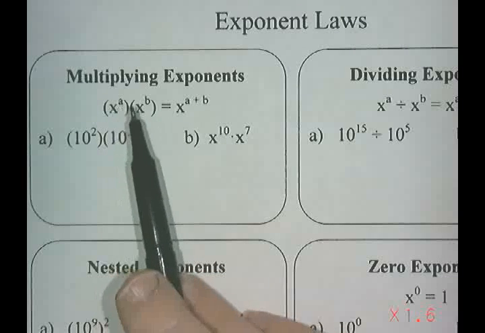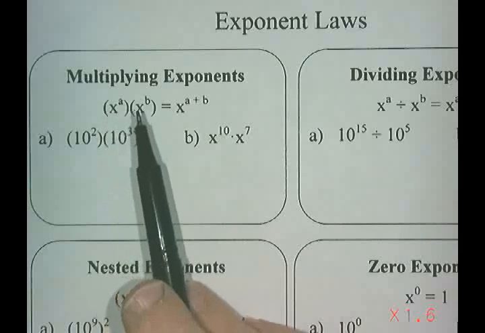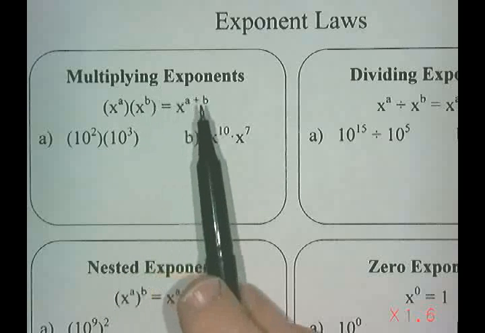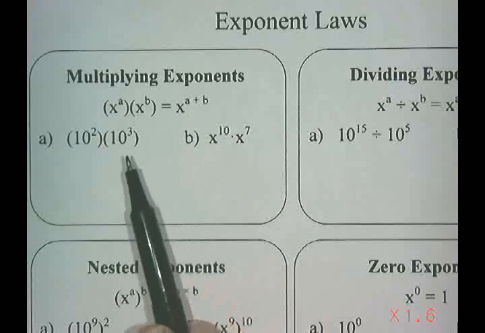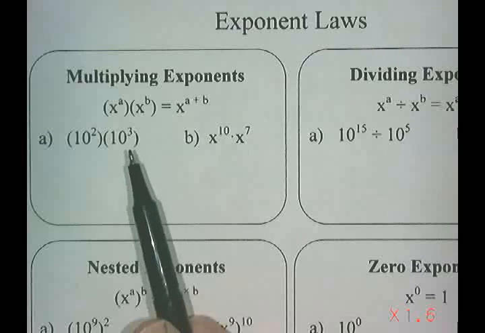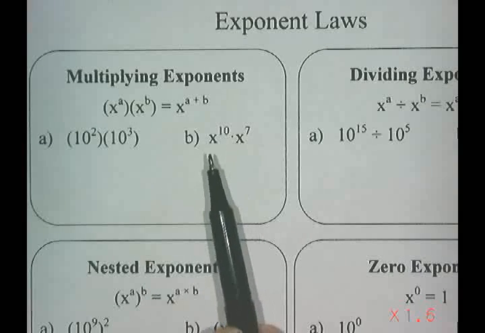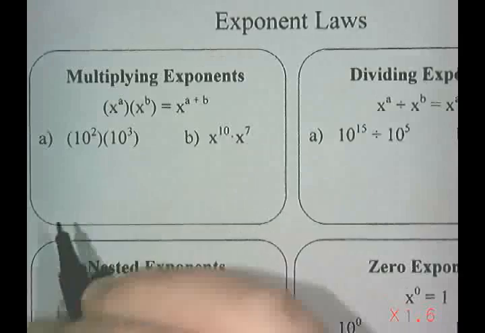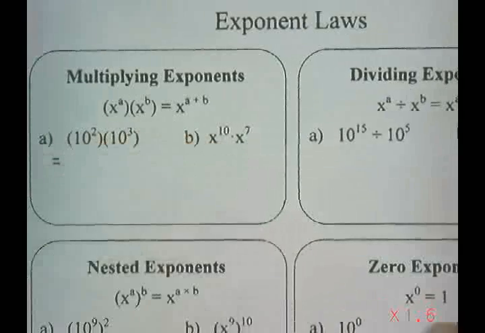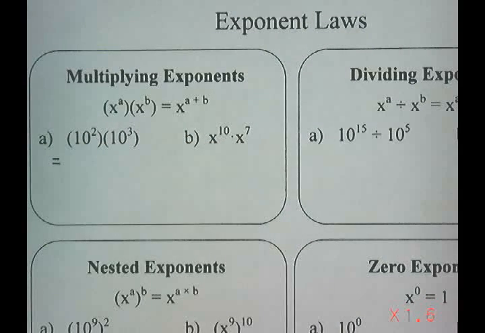When you're multiplying two things that have the same base, you take the exponents and you add them. So I'm going to do one example just to show you that it actually works, and then we'll do one example where we just try the shortcut. So here I have 10 to the power of 2 times 10 to the power of 3.